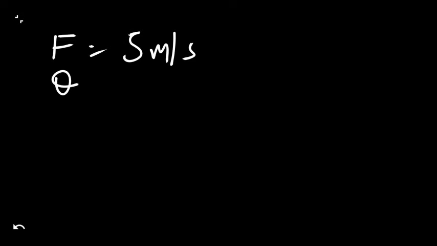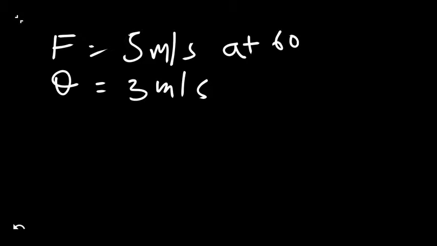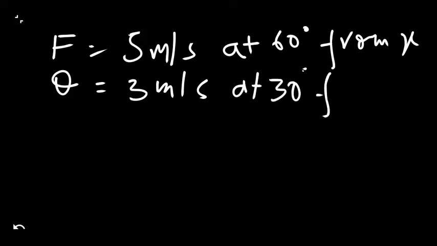Like if you have been given a vector f is equal to 5 meter per second and another vector q is equal to 3 meter per second. Okay, so now remember they are vectors, so they need to have a direction. So f is going at 60 degree from x and q is going at 30 degree from x.